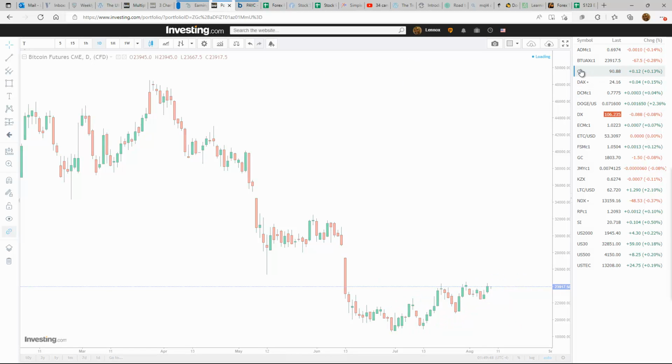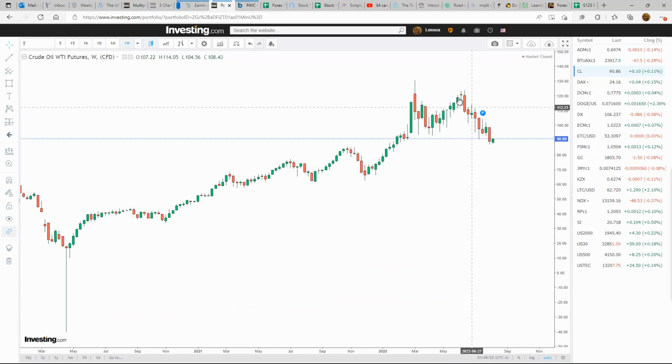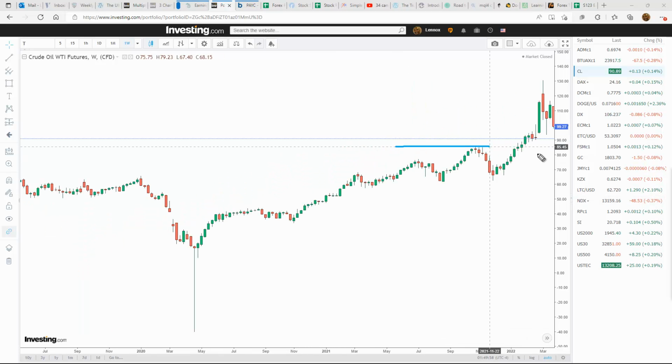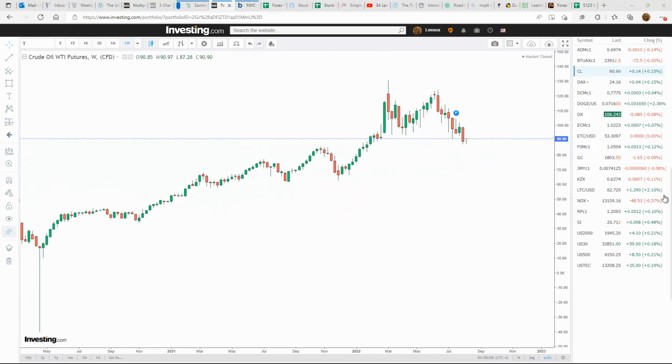Taking a look at crude oil on the weekly. Crude oil, after quite the run, has fallen quite a bit. We're coming to this previous support resistance, so we could be ready to turn back to the upside at this point.